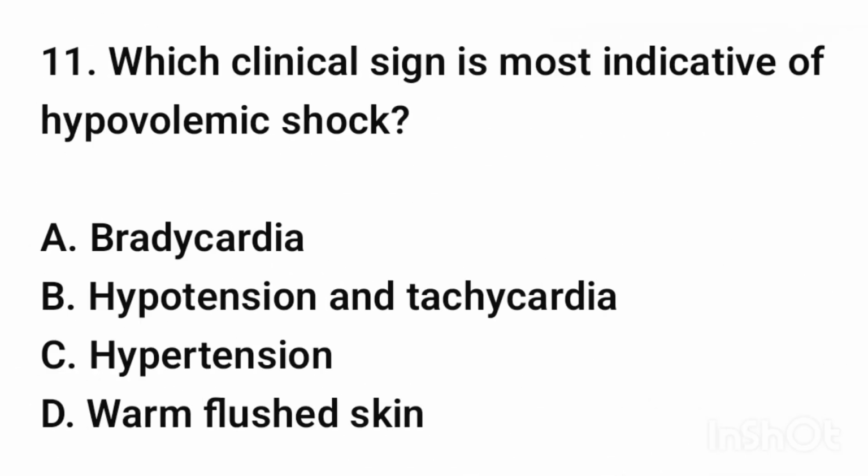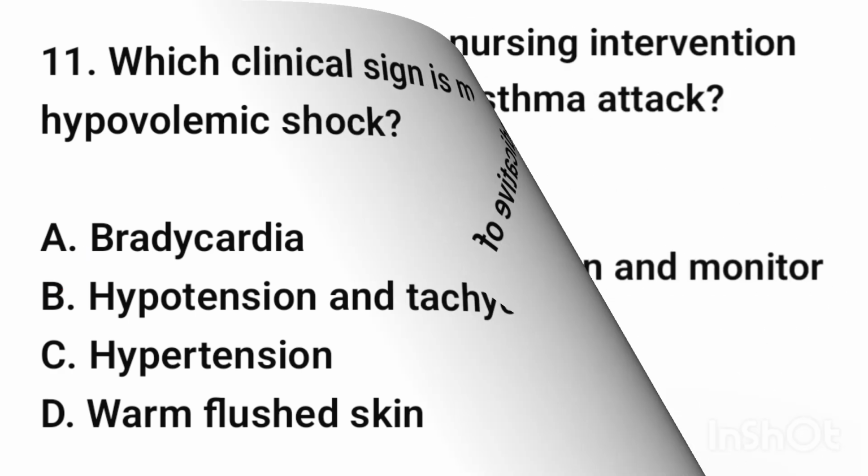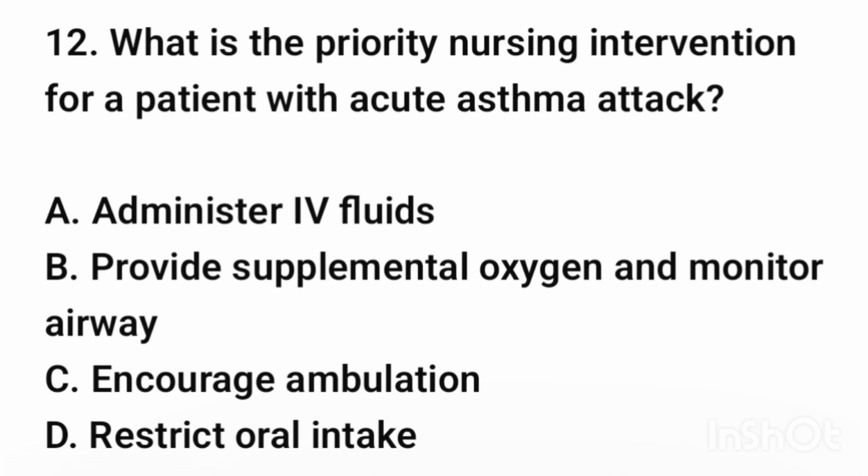Question number 11. Which clinical sign is most indicative of hypovolemic shock? The correct answer is option B, hypotension and tachycardia. Question number 12. What is the priority nursing intervention for a patient with acute asthma attack? The correct answer is option B, provide supplemental oxygen and monitor airway.